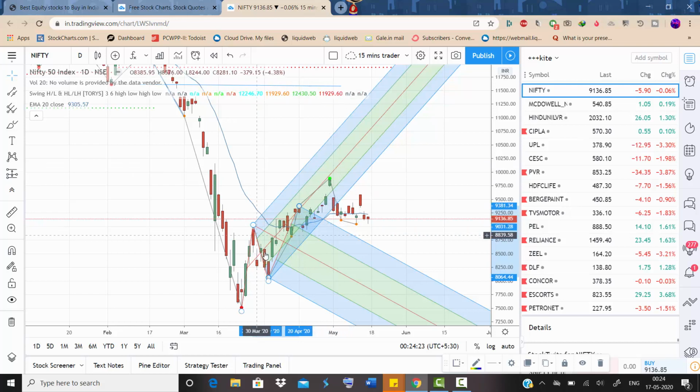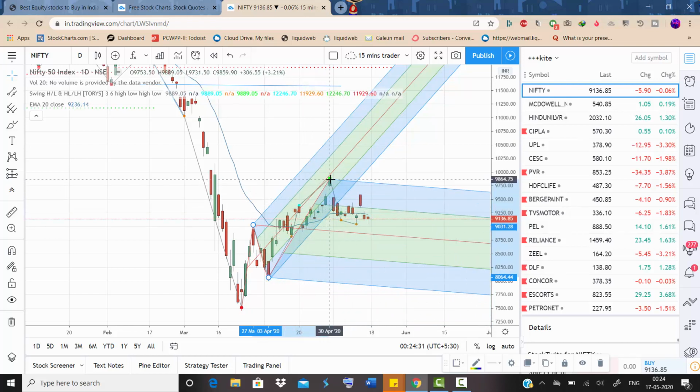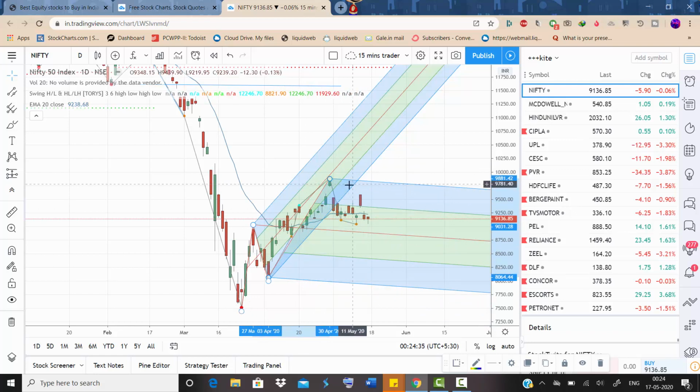So what happens is A, B, and C has shifted over here. Since this channel is broken, we just shift this C to this point. So this is a wider channel. Once there is a reversal at this point, the stock tends to hit this red line. So you can see A, B, and C, and the stock is moving over here. It just tried to come down.